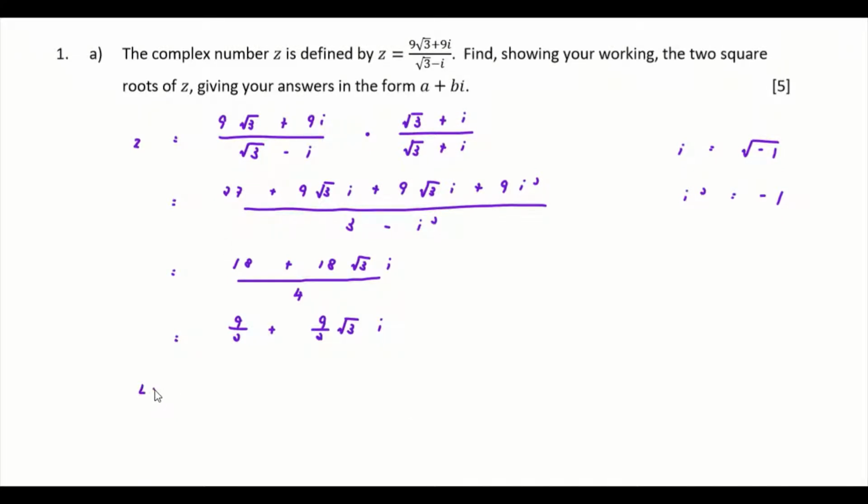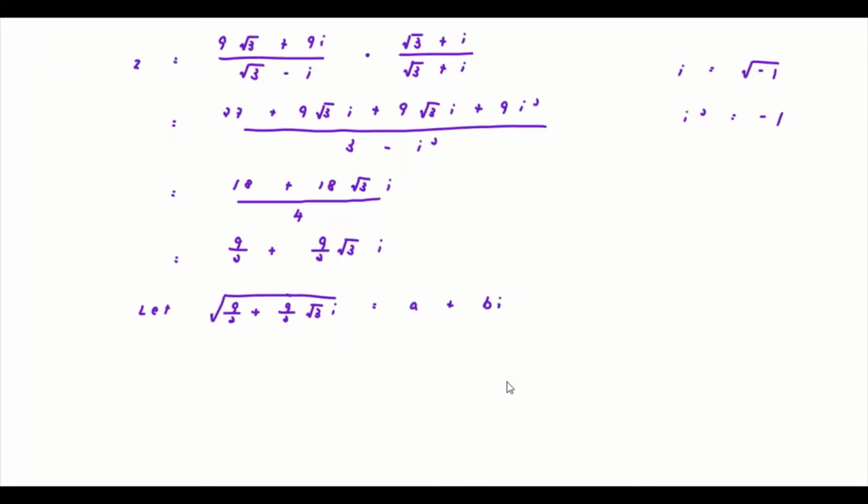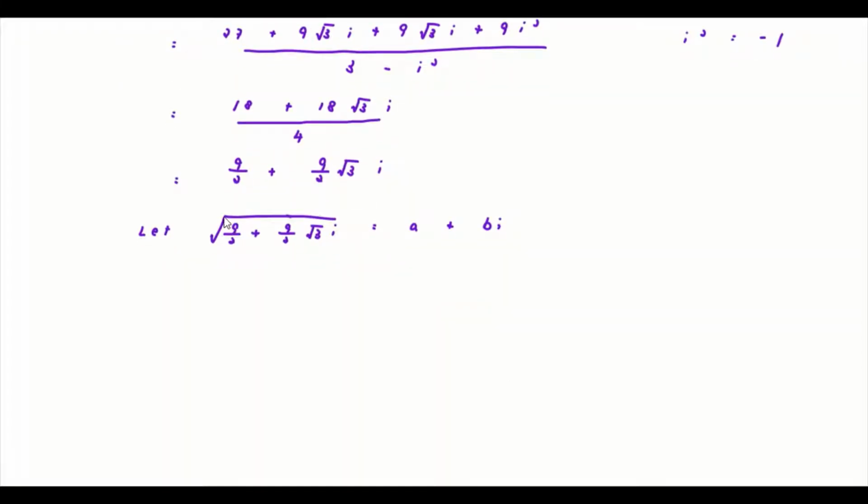So we can let the square root of 9 over 2 plus 9 over 2 square root 3i equal to a plus bi. Okay, so depends on you. You do x plus yi, I also give you correct. It's basically the same thing. So what we need to do is bring the square root over the other side, right? So we have 9 over 2 plus 9 over 2 square root 3i equal to a plus bi, and then square. Okay, so remember to expand it.